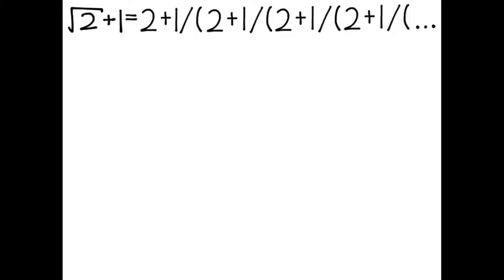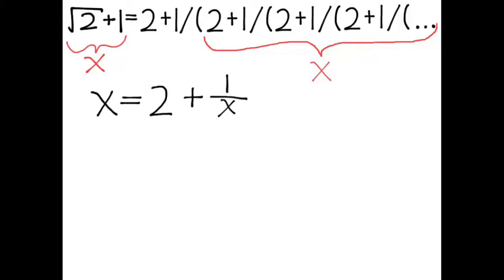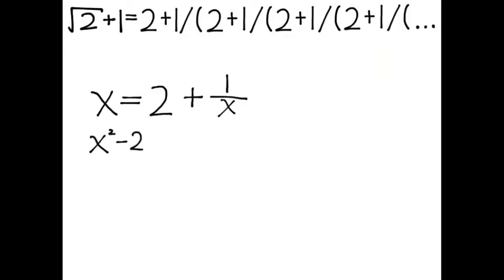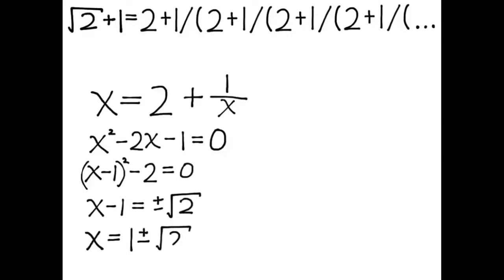If the number on the left side is called x, then the right side must also be equal to x. But then, by the symmetry of the expression, a subset of the right side is also equal to x. And this leads us to an ordinary algebra equation. In fact, it is not only ordinary, it is a quadratic equation. So let's solve it to see whether square root of 2 plus 1 is a solution. Ha! It is!